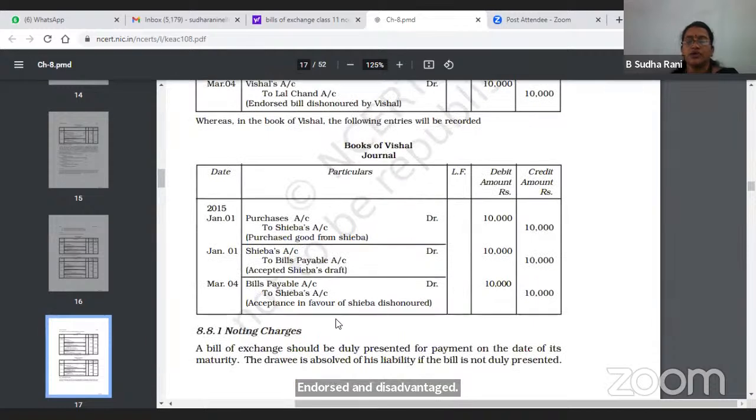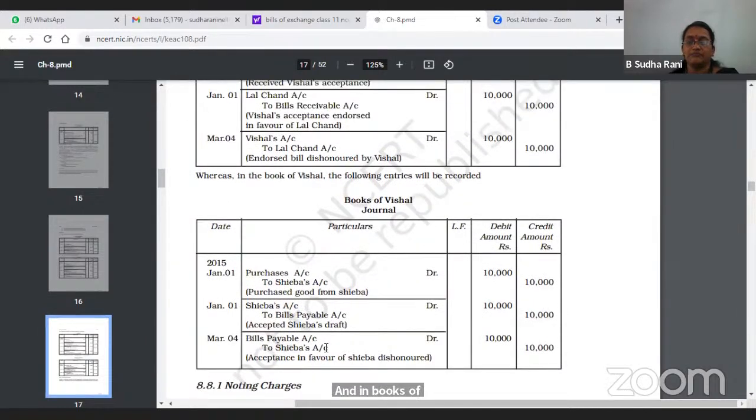And in the books of the drawer, you will have only one, that is, reversing the second entry. Okay. The drawer is a very good person. He'll have very few transactions and few entries to write.